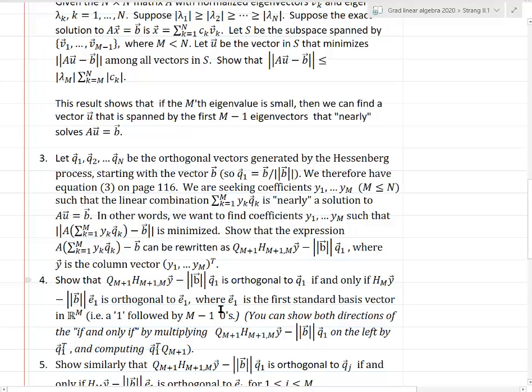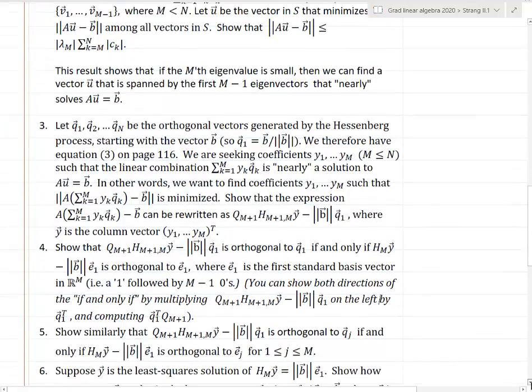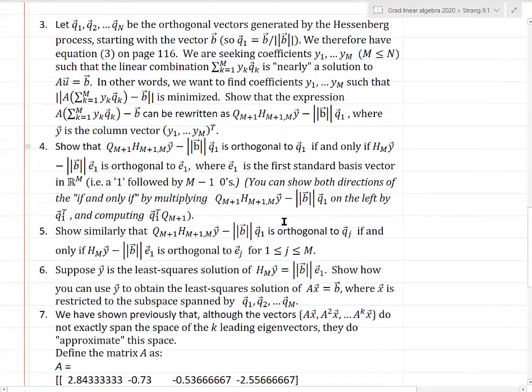Okay, so that's the thing. Take this here, multiply both sides, multiply this on the left by Q1 transpose, and ensure that gives you something here. All right, so problem 5 is a generalization of that. Instead of using Q1, use QJ. Okay, I think this is correct. So that's a generalization.